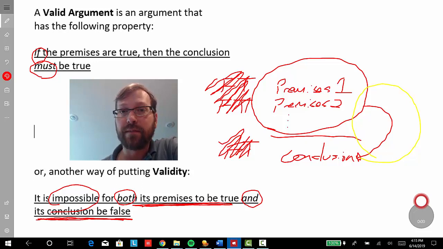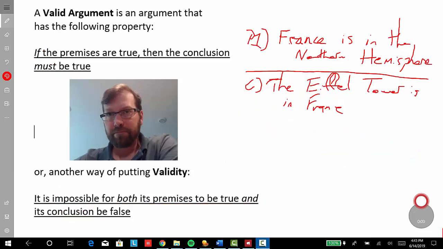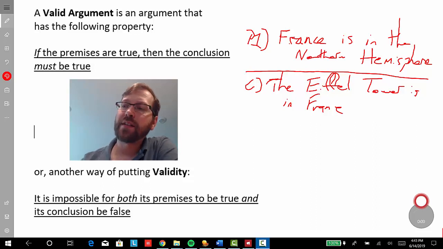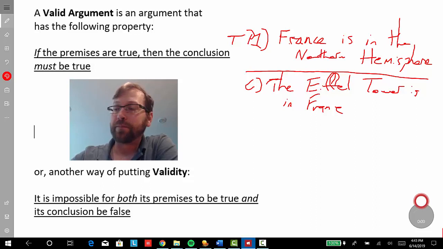If it's impossible for both of those things to happen at the same time in an argument, then you have yourself a valid argument. All right, so let's look at some examples so we can get a better understanding of this idea, this concept of validity. In this argument, our premise says that France is in the northern hemisphere, and that is the evidence being given to believe that the Eiffel Tower is in France. Now notice that it really is in fact true that France is in the northern hemisphere, and it really is true that the Eiffel Tower is in France.